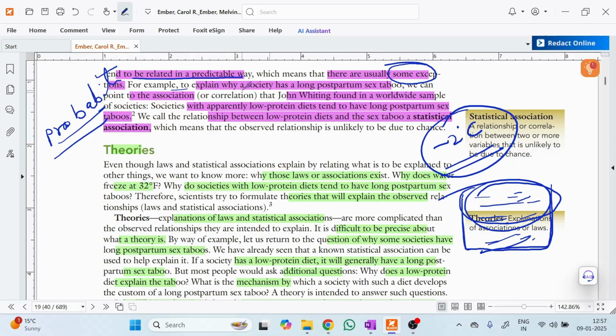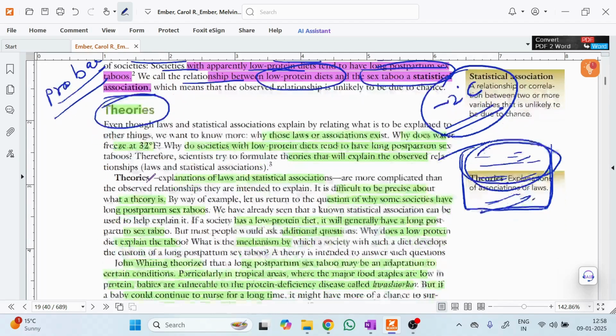So for example, to explain why a society has a long postpartum sex taboo, we can point to the association or relationship which John Whiting found in a worldwide sample. He found that societies which live in the tropics have an apparently low protein diet, and because of that, they maintain birth spacing or a long postpartum sex taboo. So this relationship between a low protein diet, a variable, and this sex taboo, an event, is known as a statistical association.